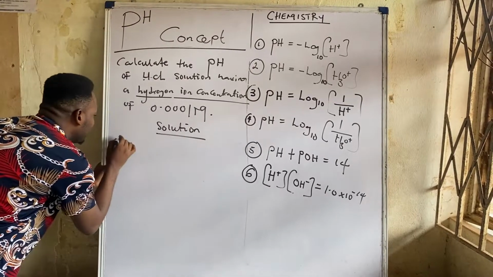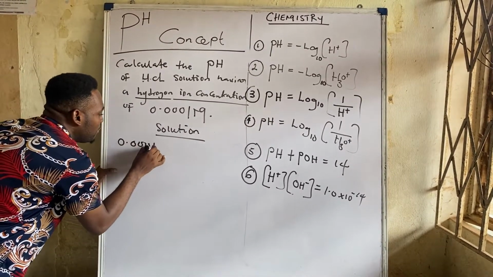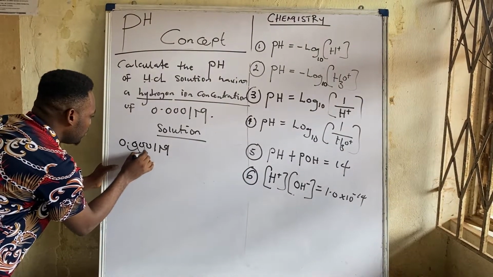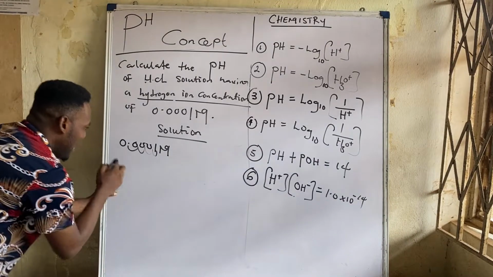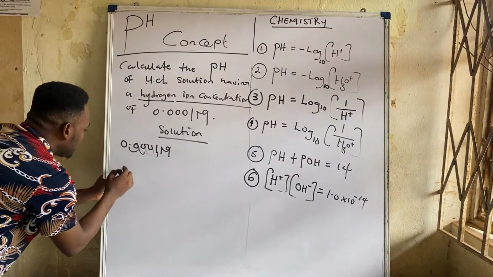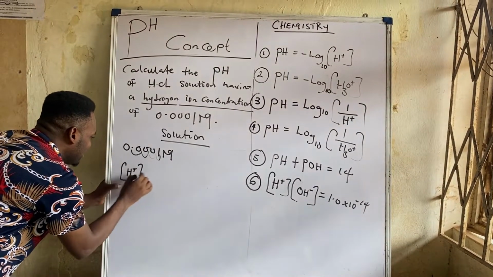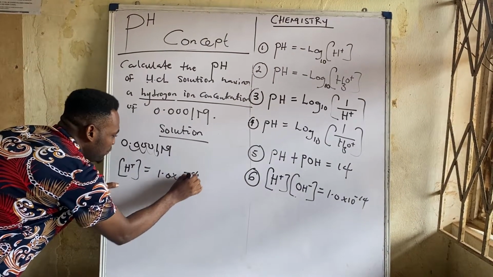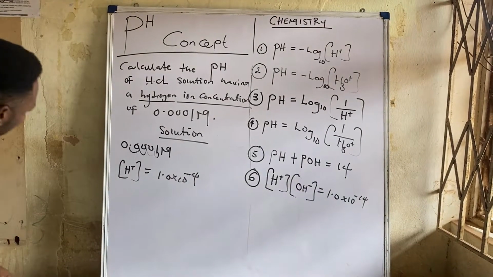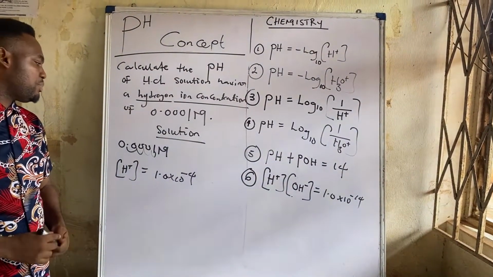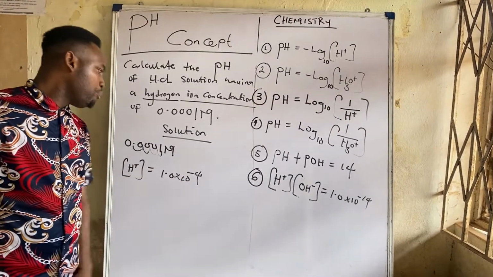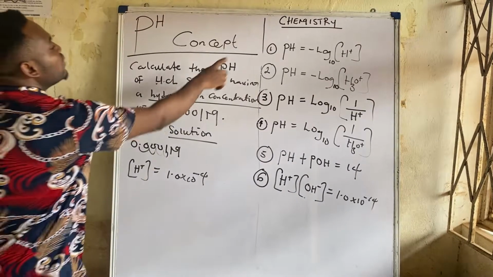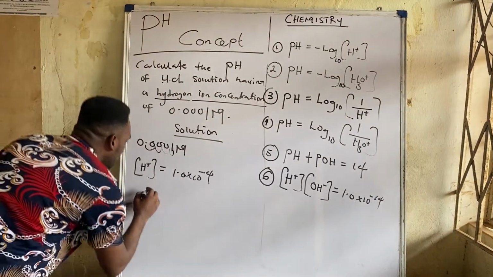So if I'm to convert this, I'm having 0.0001 molar, right? So it's going to be moving the point 1, 2, 3, 4, 4 times. And this number is lesser than 1. So I'm going to have my H plus concentration as 1.0 times 10 to the power what now? Minus 4, because I shifted the point 4 times. So it's going to be 1.0 times 10 to the power minus 4.